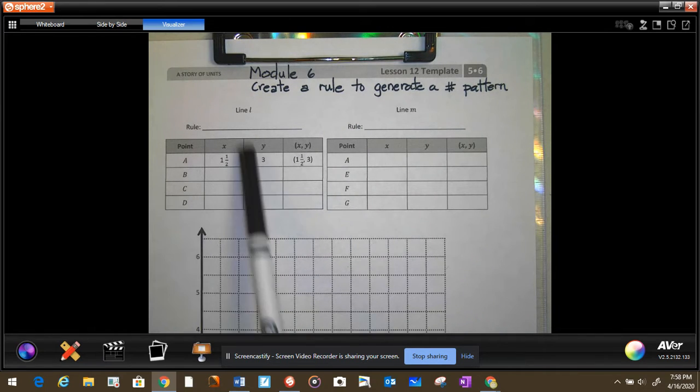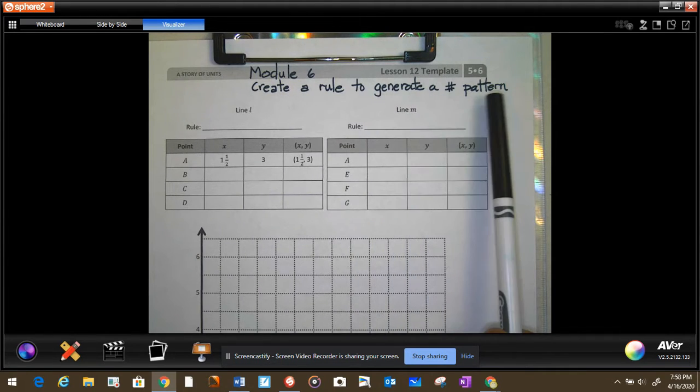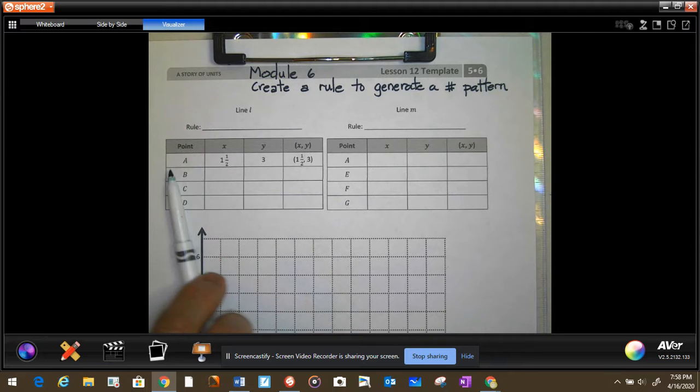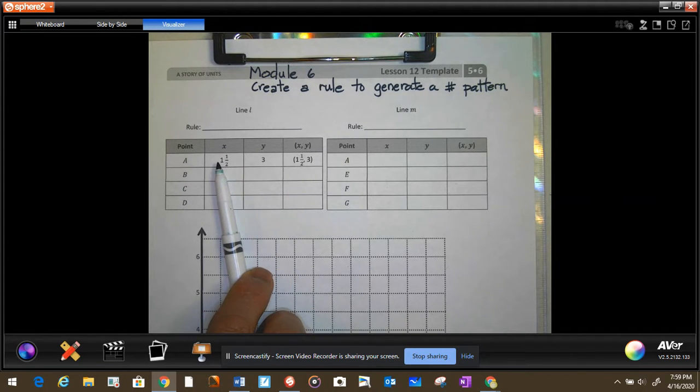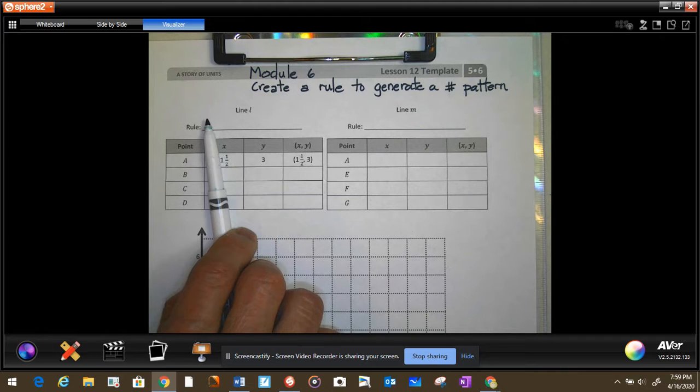Today, looking at Module 6, Lesson 12, we have to create a rule. This is your chance to be creative, and from there, we're going to generate a pattern, a number pattern. Generate means to produce, to create. So let's begin and let's look at what we have already on the table. The table becomes your guide to come up with the rule.